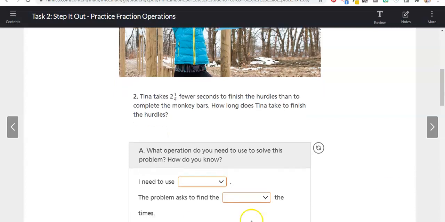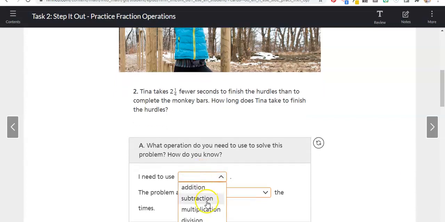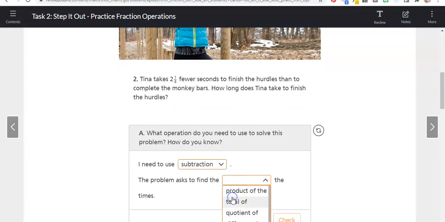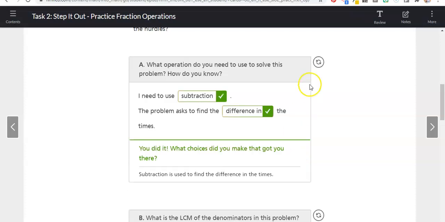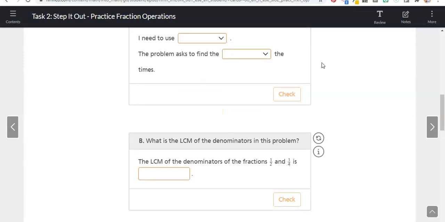So I need to use subtraction because the problem asks you to find the difference in the times, because it says Tina takes 2 1/4 fewer seconds, and then how long does it take her to finish the hurdles? That's why she's asking the fewer. And subtraction is the difference. So what is the LCM of the denominators in the problem?